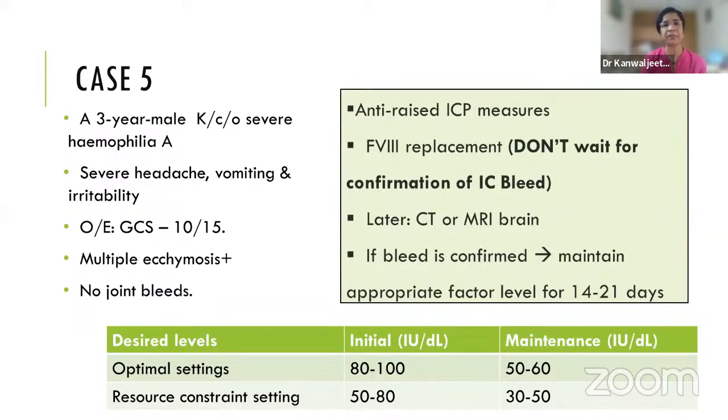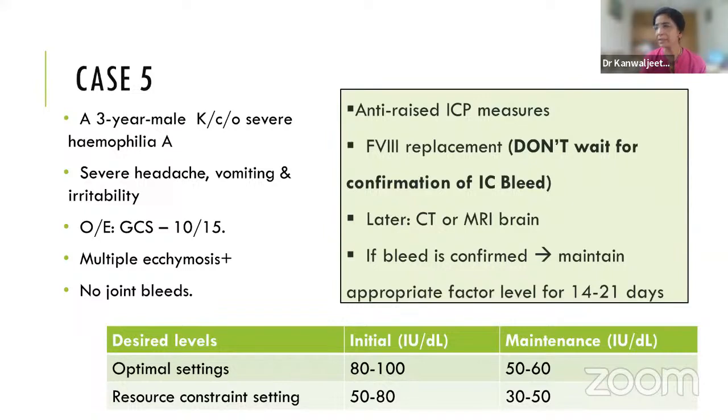Next case is important and I want you all to listen carefully. A 3-year-old male child comes with severe headache, vomiting, and irritability. His Glasgow Coma Scale is low. He also has multiple ecchymoses. So, who of you would like to image this child first? It is very important you do the factor replacement as the first priority. We don't wait for any confirmation of the intracranial bleed. We can do it later on.